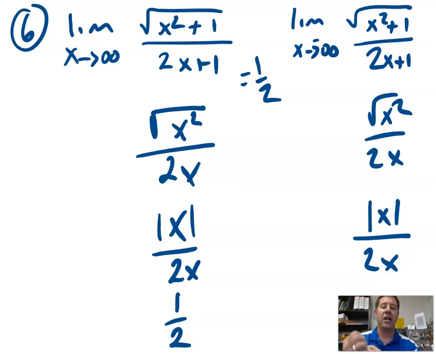When I do infinity, it didn't really matter because infinity was positive. But now when I plug in negative infinity, on top I would have positive infinity, and on the bottom I'd have negative infinity. So in this case, it's really going to go to negative 1/2. That's where I'm going to get 2 different asymptotes. To the right, there's a horizontal asymptote at 1/2, and then to the left, there's a horizontal asymptote at negative 1/2, all because of this absolute value related to the square root.